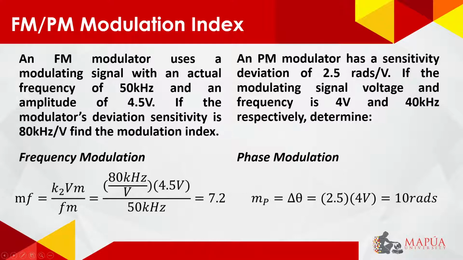And for the phase modulation, a PM modulator has a sensitivity deviation of 2.5 rads per volt. If the modulating signal voltage is 4 volts and 40 kHz, effectively determine the phase modulation. For that, we use this sensitivity deviation of 2.5 rads times the signal voltage of 4 volts. That would be 10 rads.